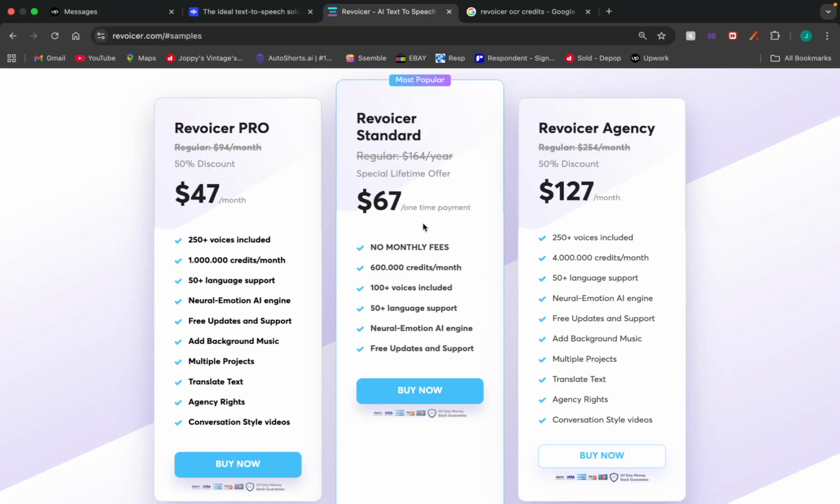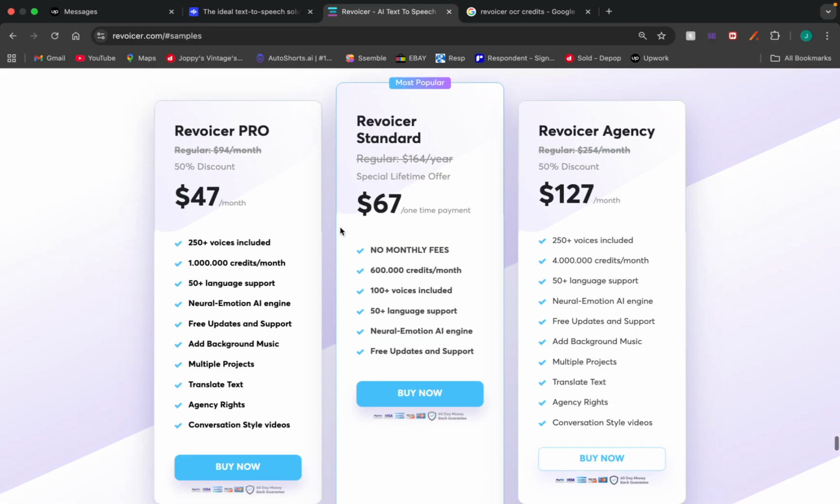Comparing those points to Revoicer, we have the different plans here for Revoicer. So they run on credits for the allowances. On Speechify you get unlimited, so you don't have a character limit, a document limit, or a word limit, whereas there are different plans here on Revoicer. We've got the standard plan, which you can get on a one-time payment, or you've got Pro or Agency, which are monthly payments, which are heavily discounted at the moment.